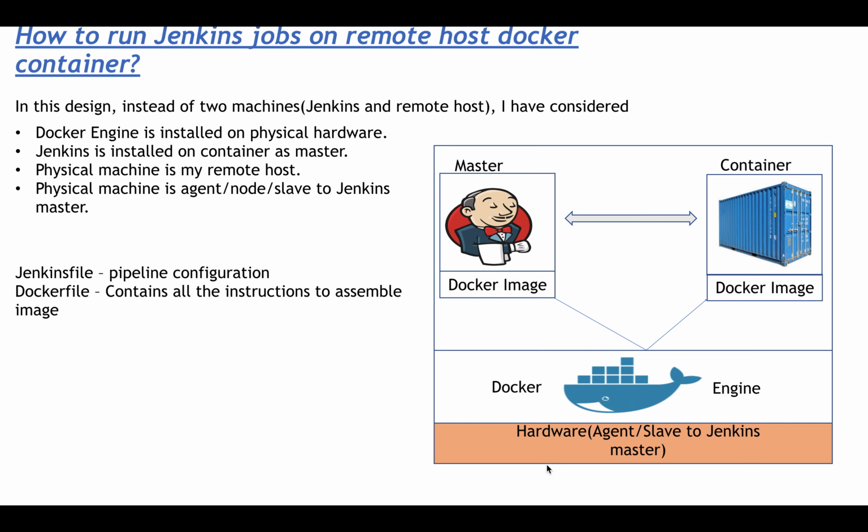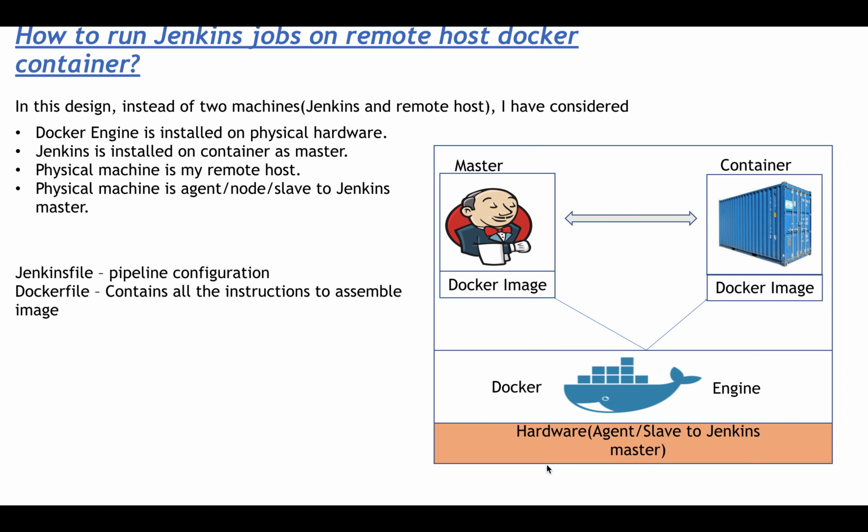In this video, we are going to see how to run Jenkins jobs on a remote host Docker container. I'm going to talk about having one machine, that is the Jenkins machine, which is my master, and I'm going to run my pipeline job or a Jenkins job on a remote host, which means another machine. The remote host is an agent or a node to the master machine.